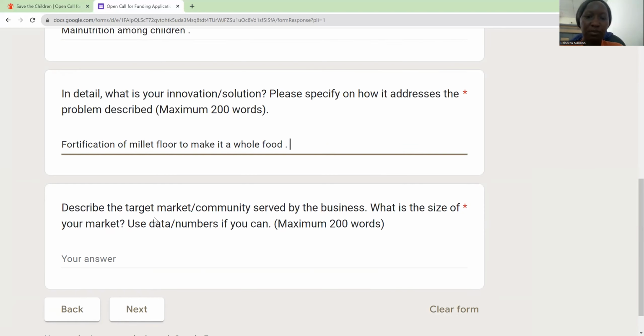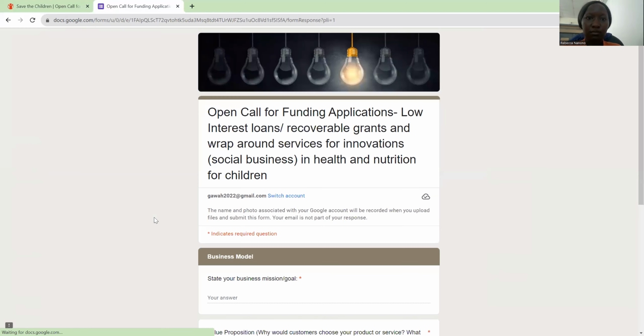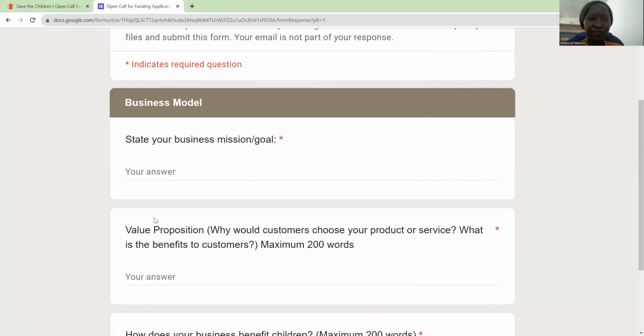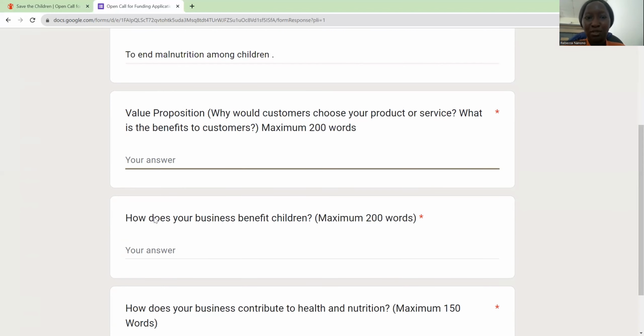Describe the target market or community served by the business. So there are parents who are buying. So the target market is adults, maybe 18 to 60 in Uganda, or maybe Kampala, or Central region, depending on how your business is. Set your business mission or goal. Maybe to. Then your value proposition: why would customers choose your product?